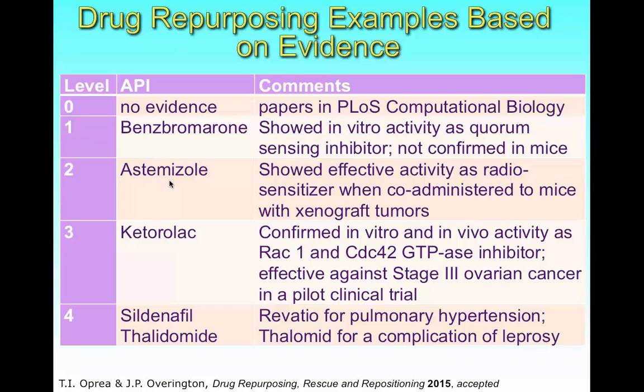And then, as I mentioned, Revatio versus Viagra, and then thalidomide. You can also go to complication of leprosy. So those are quite well-known studies.